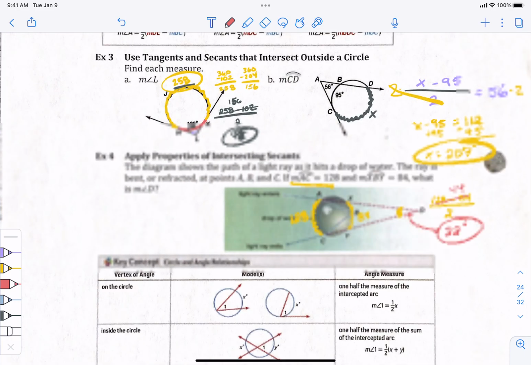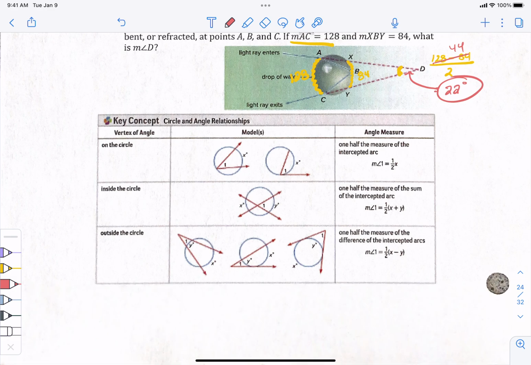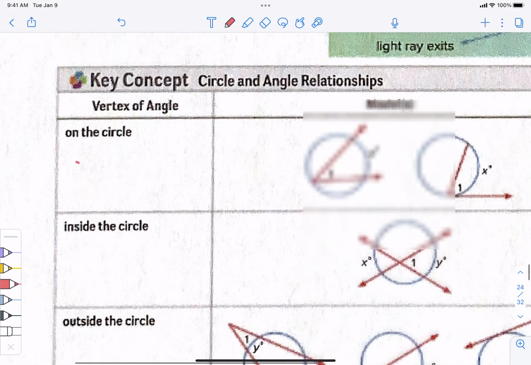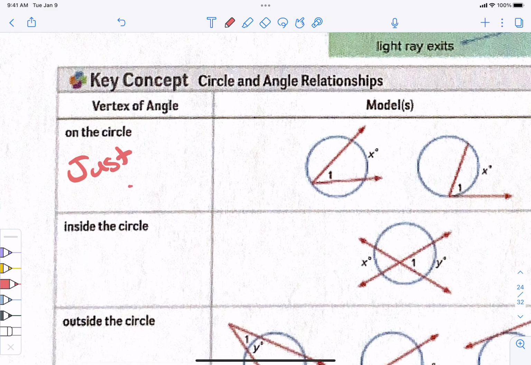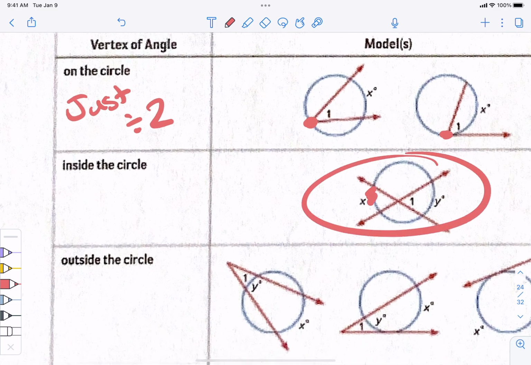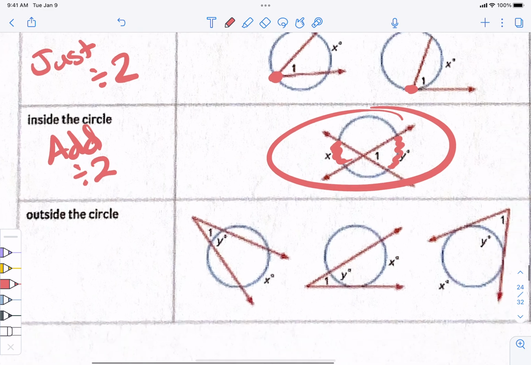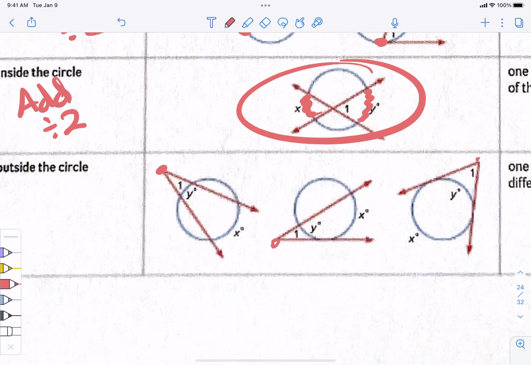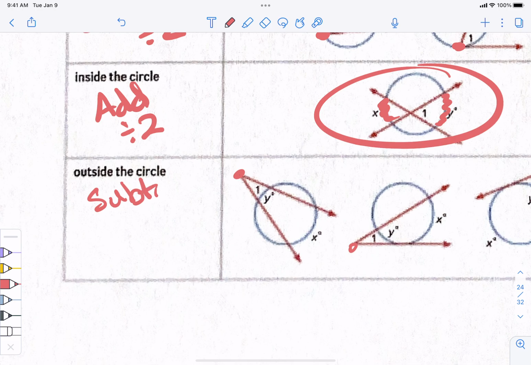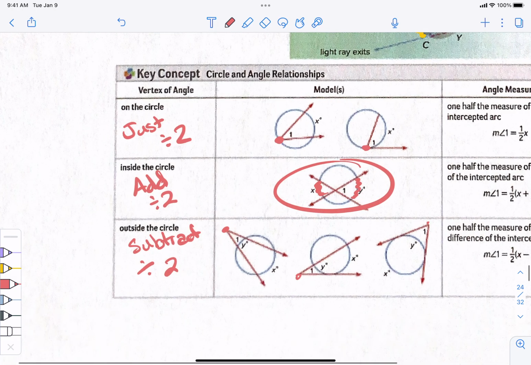All right. So this bottom part right here is just the summary of what we did. On the circle, you're just dividing by 2. If the vertex is on the circle, like here, the vertex is touching, you're just dividing by 2. Inside the circle, when you have this arc and this arc, you're finding the average of them, which means add and divide by 2. When the angle is on the outside of the circle, that's when you're subtracting and dividing by 2. Subtract, divide by 2. Okay, good? What's the top box say? Just divide by 2. Yep, it's nothing but just divide by 2.